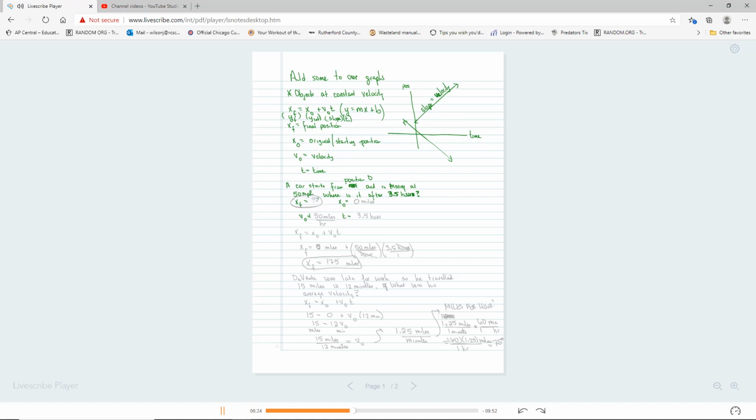I'm supposed to find where the car is after 3.5 hours. So that's going to be our X final. This is the one we're looking for. What's our original position? Well, 0 miles is my original position. My velocity is 50 miles per hour. And my time is 3.5 hours. So now I'm going to fill all that in where it goes.